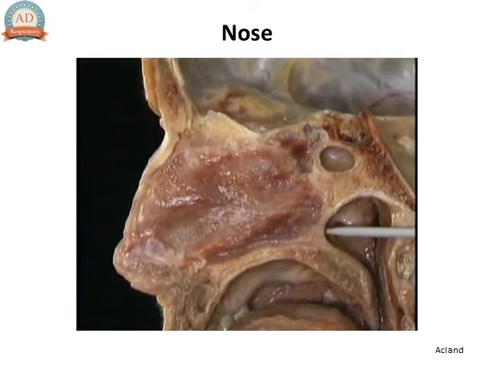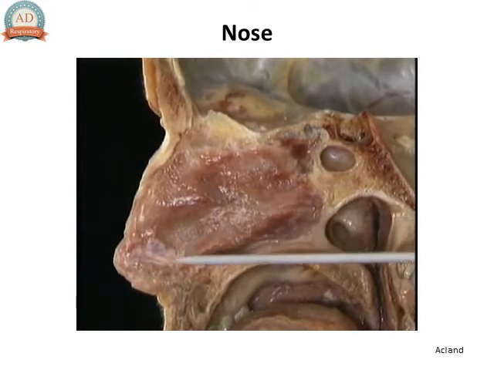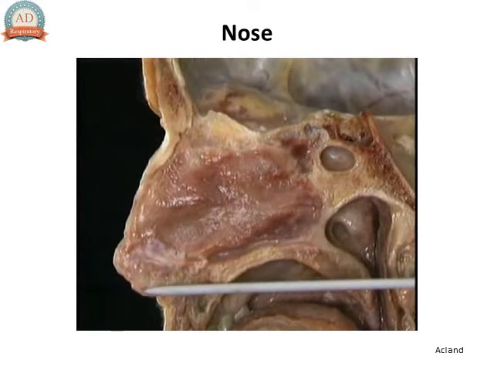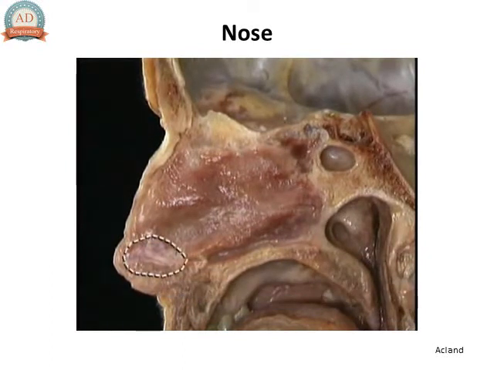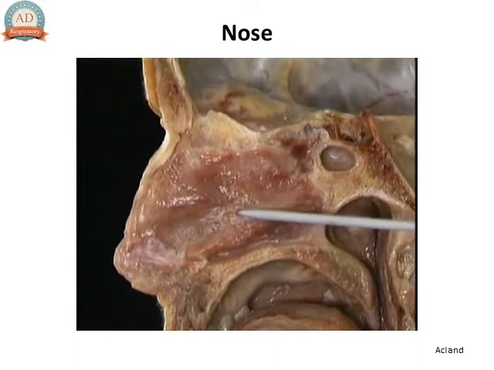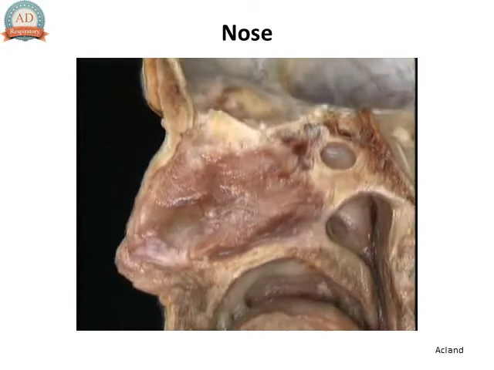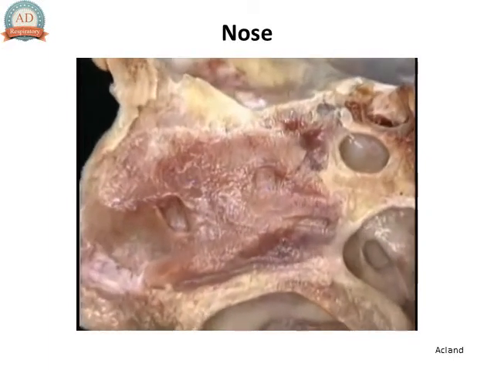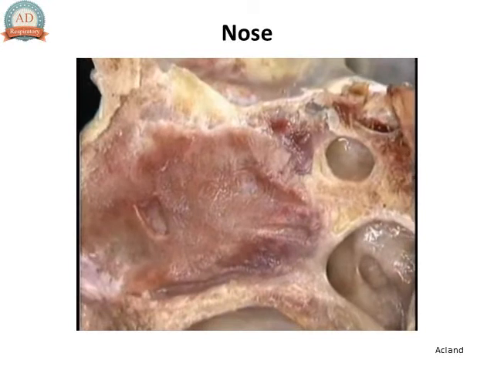The nasal septum extends from here behind to here in front. This small part of the septum is covered with skin. The rest of it is covered with this layer of mucous membrane. We'll remove a small piece of the mucous membrane so that we can appreciate its thickness.